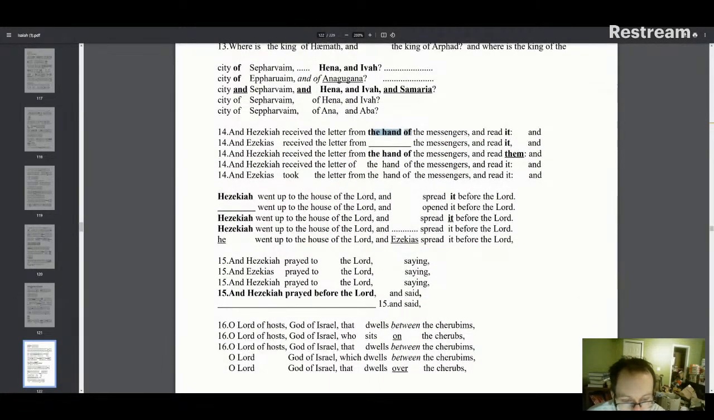But "the hand of" is a Hebrew idiom, so it is part of the original text. And Hezekiah went up to the house of the Lord. Septuagint says "he." Now, we do have Hezekiah down here in the Septuagint of 2 Kings, but not in the Septuagint of Isaiah. So, on the one hand, it appears the Septuagint is the one changing it.